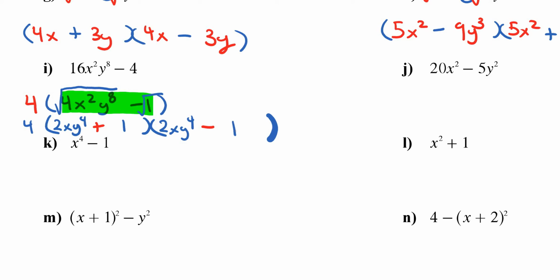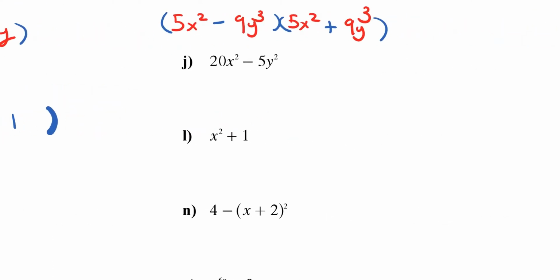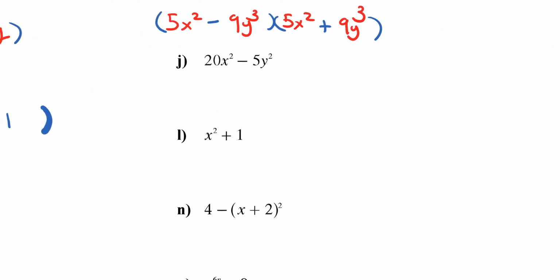Okay, let's move on to letter J. And for letter J, just like the previous question, I have a 20 and a 5. So you need to start off this problem by factoring out the greatest common factor, which is 5. So you can divide both terms here by 5, and you get 4x squared minus y squared.